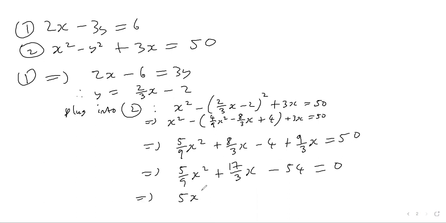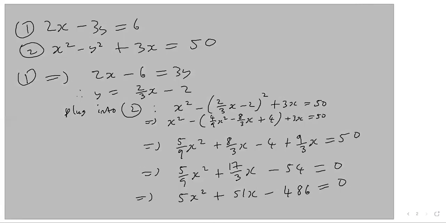And if we do that, we get 5x squared plus... So 9 times 17 over 3. That's just going to be the same as 17 times 3, and that's going to be 51x. And then 9 times 51, I can't do that in my head, so I'll do that on my calculator. 54 times 9 is negative 486. So we get that there, and this equals 0.